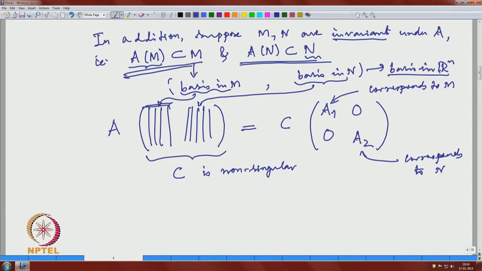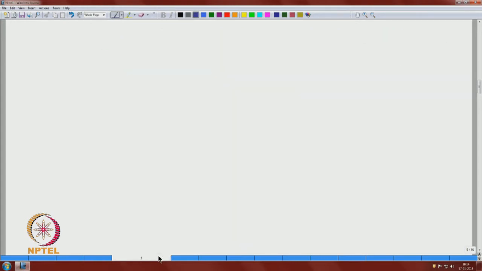So, in other words, if you have two invariant subspaces whose direct sum is Rn, then the matrix with respect to that basis decomposes into a block matrix. So, in other words, what we have is C inverse A C is A1 0 0 A2, and this is easily extendable to finitely many subspaces. So, let me just state that.